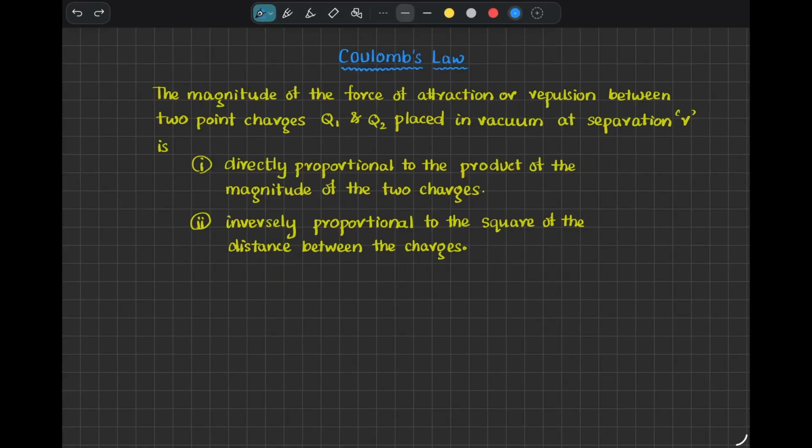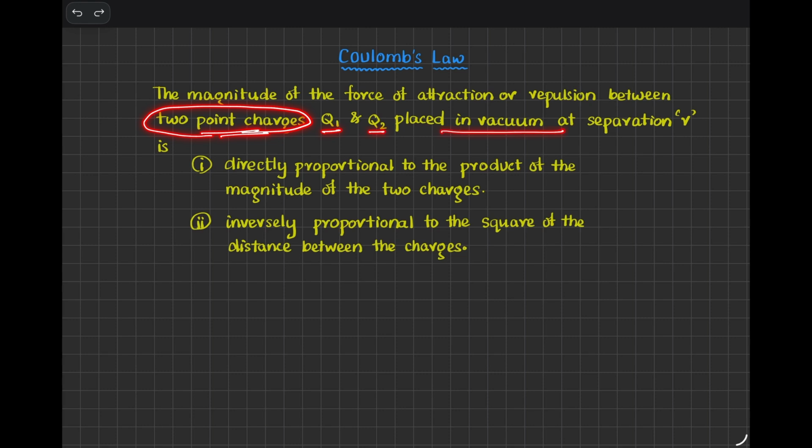Now, to understand the basics of electrostatics, we must first understand the fundamental interaction between the charges. That interaction is described by Coulomb's law. Now, what does Coulomb's law say? The magnitude of force of attraction or repulsion between 2 point charges. This is important, between 2 point charges. Say those two charges are q1 and q2 placed in vacuum at a separation r. That force is directly proportional to the product of the magnitudes of the two charges, and it is inversely proportional to the square of the distance between the charges.